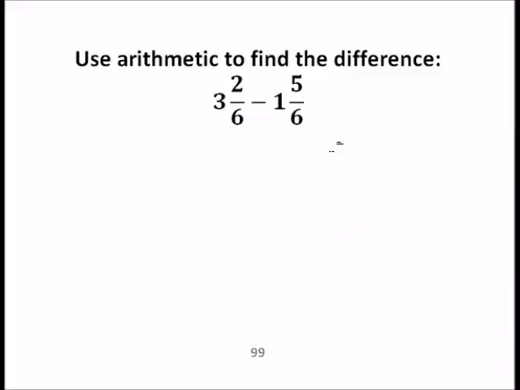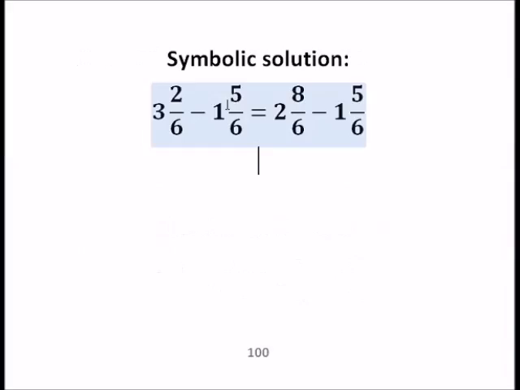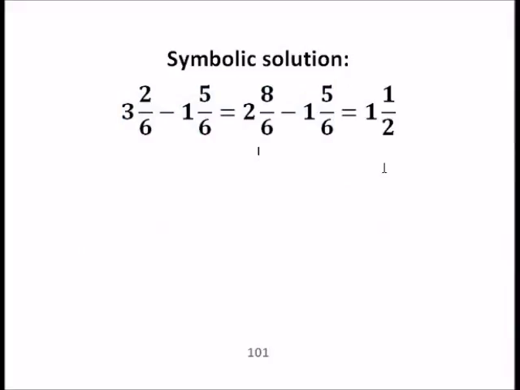And then we use the same approach to find the difference using arithmetic. We'll be taking a whole from the 3 wholes and changing it into 6/6. So it becomes 2 and 8/6 minus 1 and 5/6, and that is 1 and 3/6, or 1 1/2. So this approach to subtraction involves renaming or exchanging a whole for 6/6.